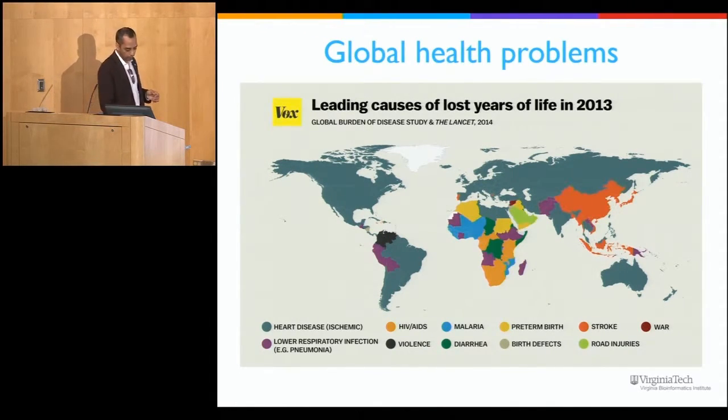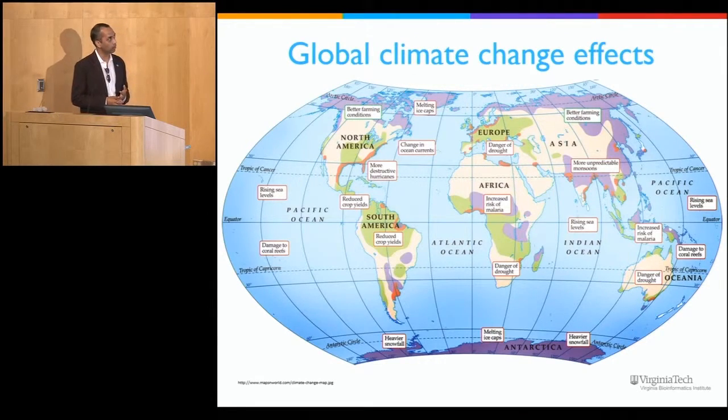And the final example I'll give, which is probably the most complicated one, is if you start looking at climate change effects, they will be different in different parts of the world, right? So you have rising sea levels and damage to coral reefs in some places. You have reduced crop yields in some places, but you have better farming conditions in other places. You have more unpredictable monsoons in India, and you have increased risk of malaria in Africa.